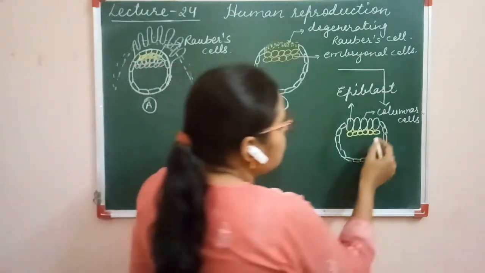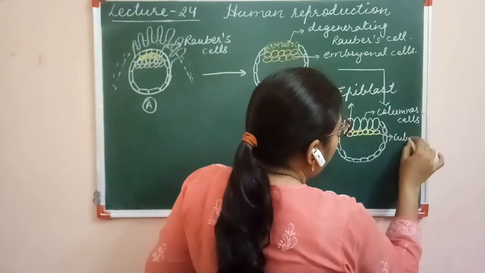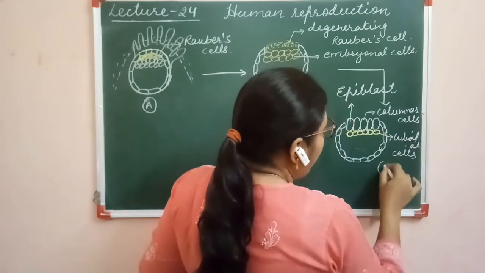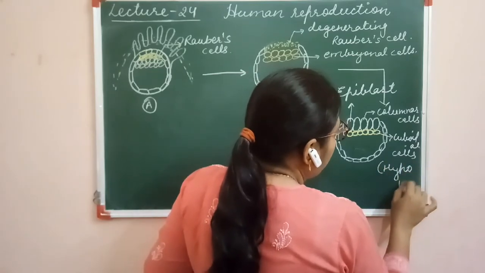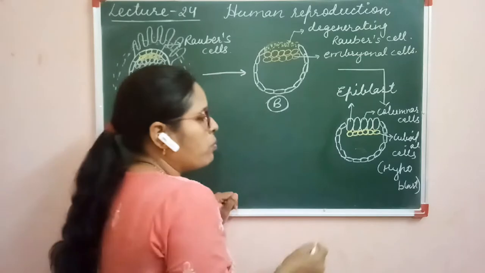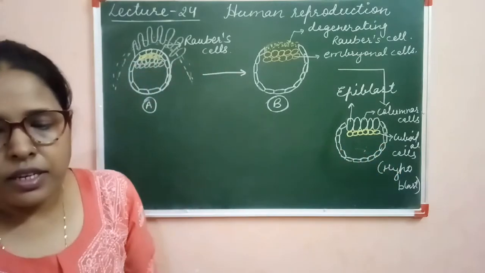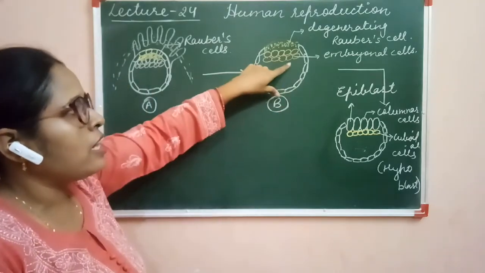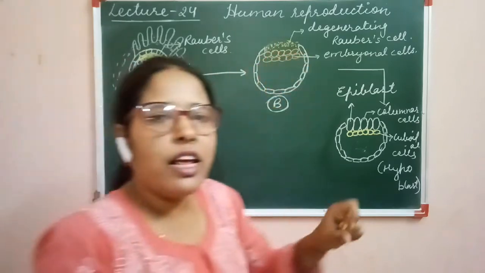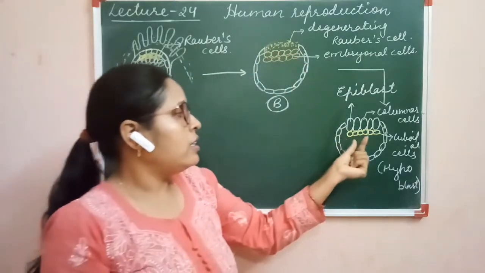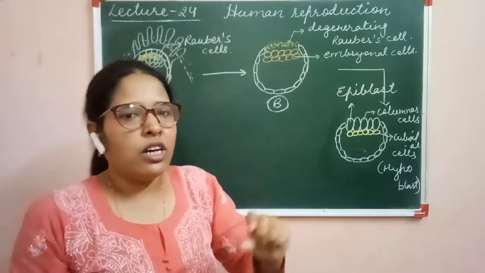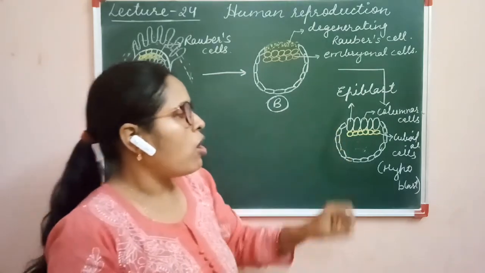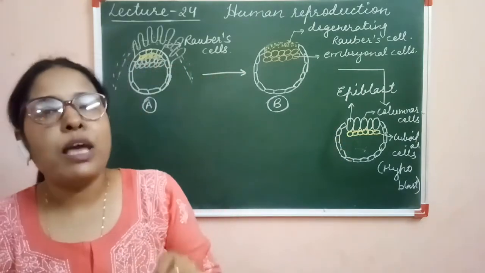Clear? And the smaller cells are the cuboidal cells, and these cuboidal cells are called hypoblast. Clear? This is the hypoblast, and here the cavity is present. So this is the third change: the cells of the embryonal axis, which were arranged in a layer, start dividing and form a two-layered structure. A large columnar cell layer is called epiblast, and a small cuboidal cell layer is called hypoblast.